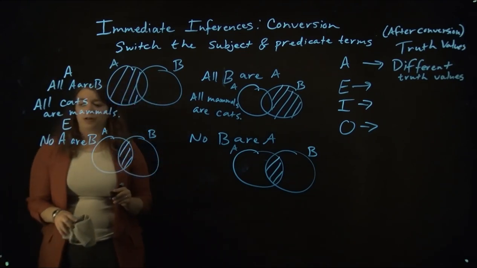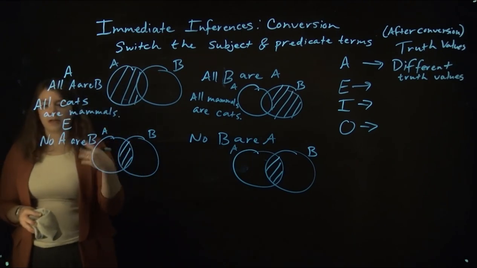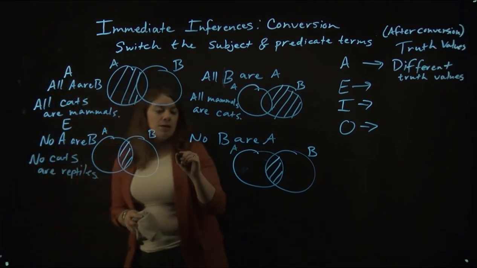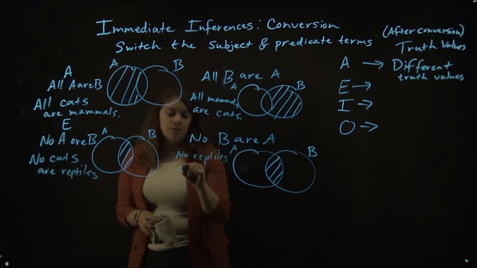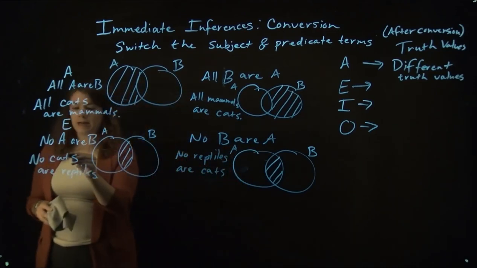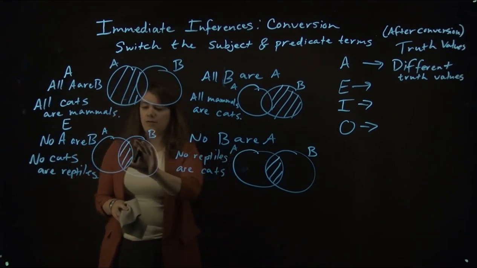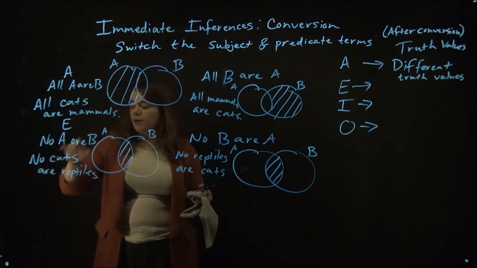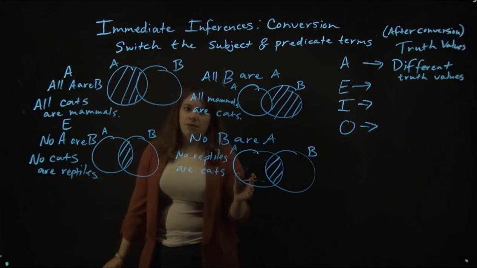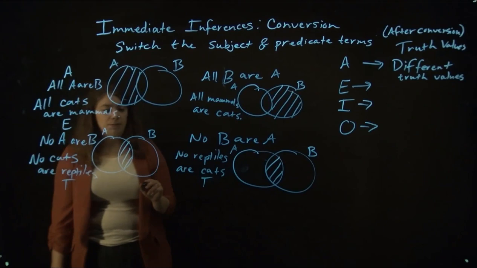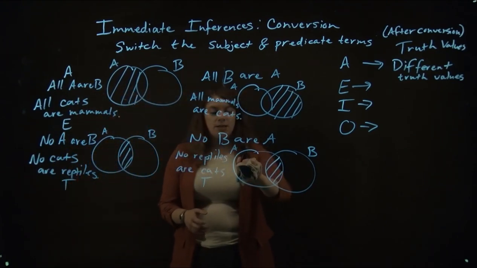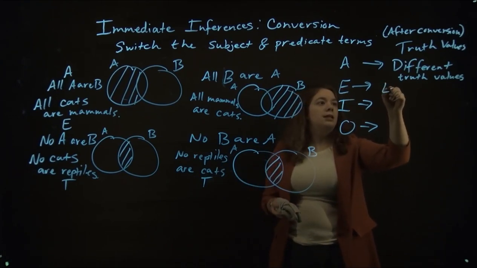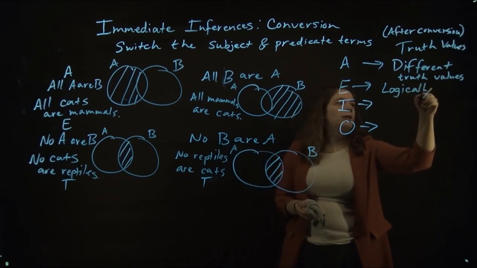Now, if we look at the E propositions, we see a different sort of relationship. So, to give an example, if we say no cats are reptiles, and then we convert that to say no reptiles are cats, we'll see that when we map each of these propositions out with a Venn diagram, they are going to be shading out the same area. So you can think of it this way: if you find a cat, it will never be a reptile, and the conversion says if you find a reptile, it will never be a cat. And of course we know that both of these claims are true, and in fact they map out identically on the Venn diagram. So when it comes to conversion with E statements, we can say that the original claim and the converted claim are logically equivalent.